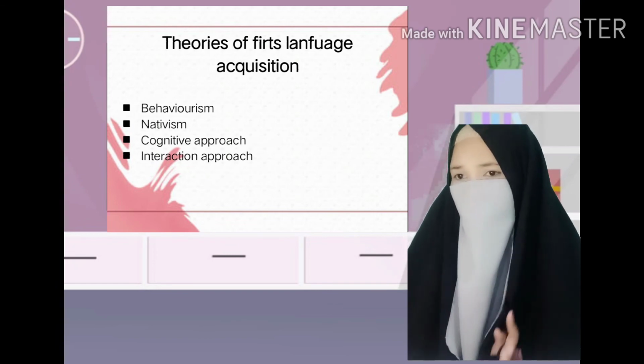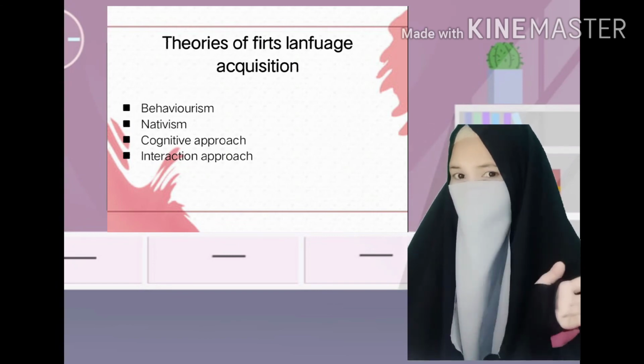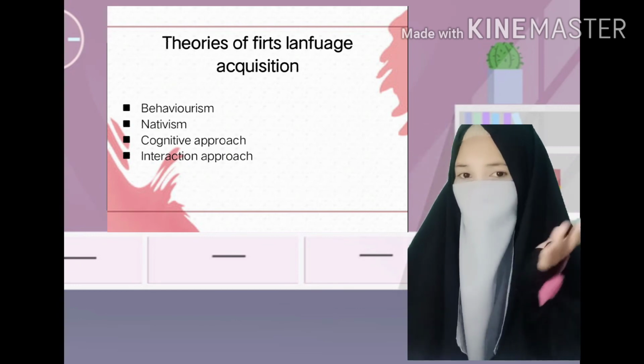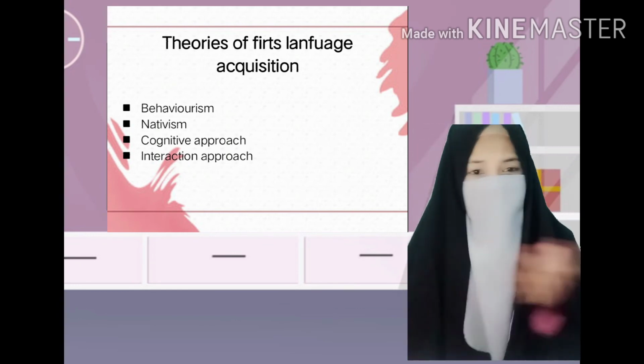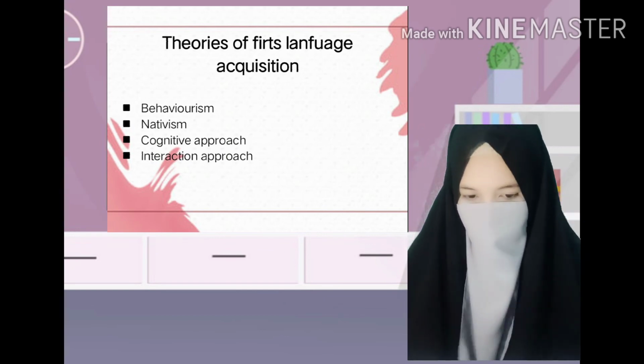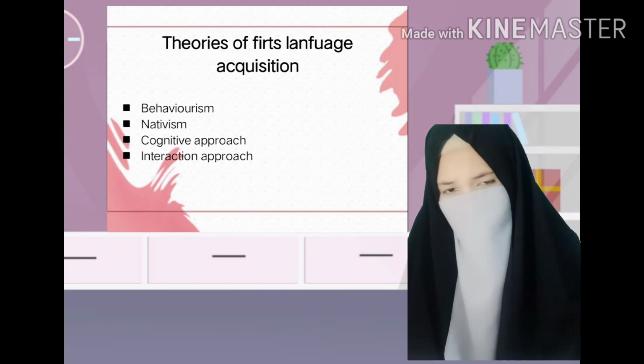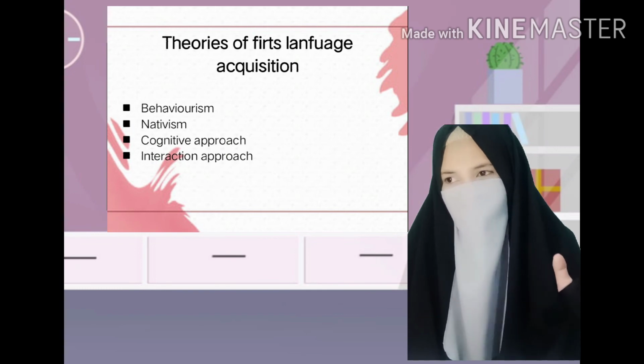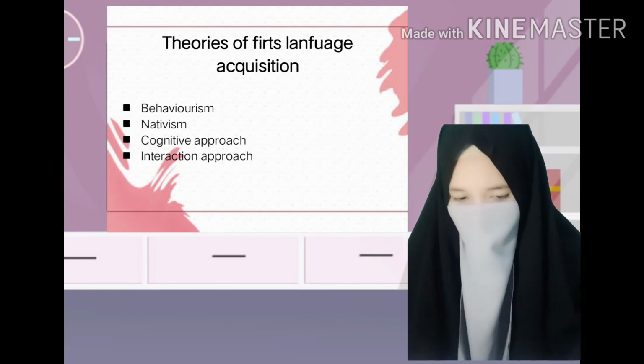The zone of proximal development, or ZPD, is the level that a child is able to reach when there is support from interaction with a more advanced intellect.